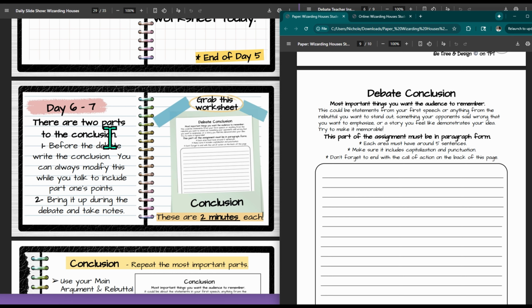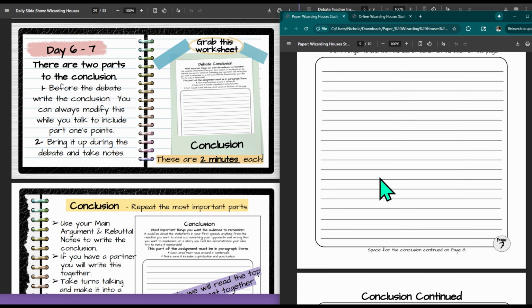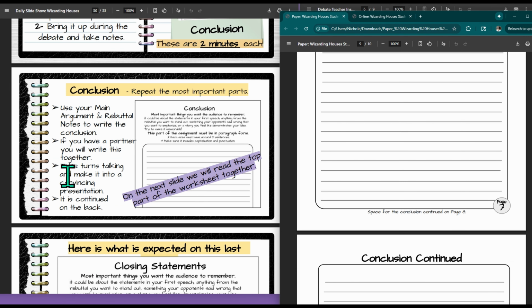So after all the rebuttals, what is the conclusion that you want the audience to come to? I do let them know that even though they already wrote a conclusion in the beginning of their main body paragraph, that was just about the main body paragraph. Now they get to include everything that they did in the debate. These are 2 minutes each, and I will be timing them. In the conclusion, use your main argument and rebuttal.